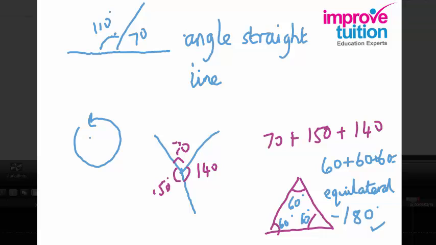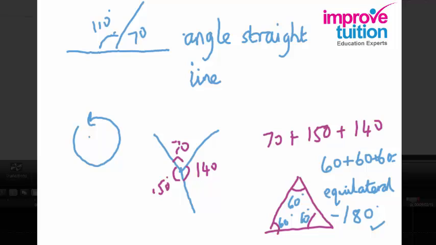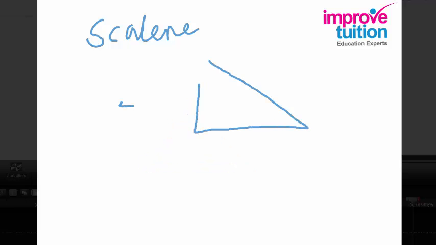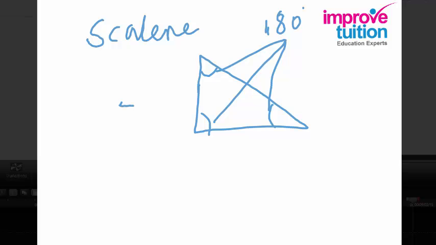Now, in any other triangle, let's say we have a scalene triangle. If you have one angle which is 40, another angle which is 80, and another angle which is 60, then they all add up to 180 degrees. So one key point to remember is that the angles in a triangle add up to 180 degrees.